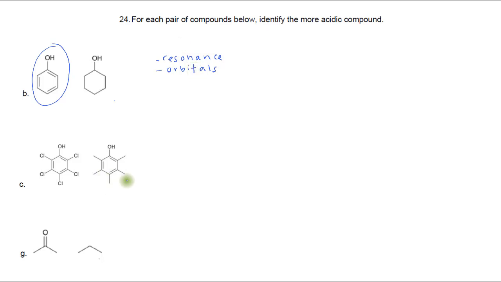In this second example, we have that same six-membered ring with the alcohol. And on the first ring, we have chlorines all around versus carbons. This one will make it more acidic because of the electron withdrawing chlorine. So this is induction.